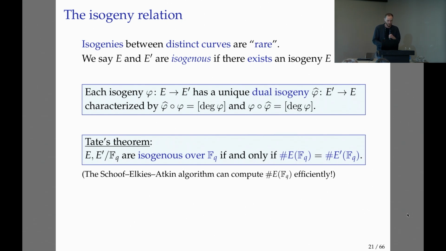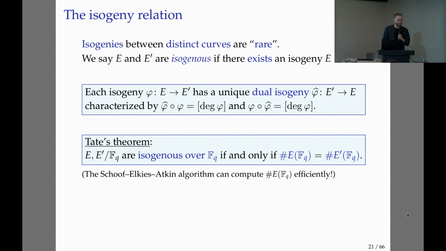One more thing about this relation of being isogenous is that over finite fields, it's very easy to test this just by computing the number of points on the curve. So two curves are connected by some isogeny if they have the same number of points over that field. So this is a very interesting theorem. This also holds more generally.